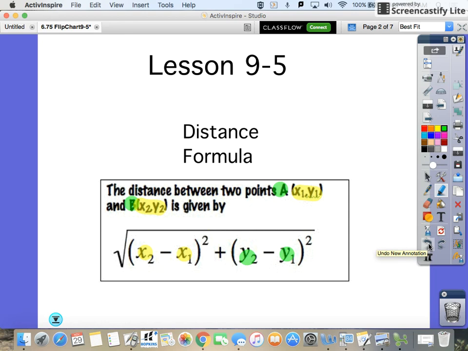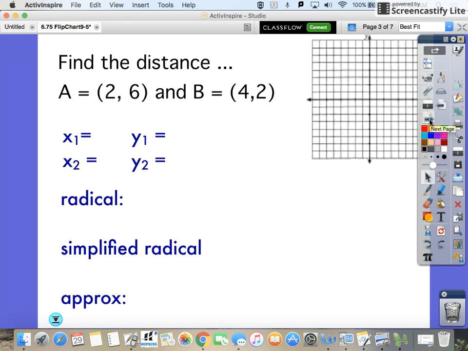So let's look at a couple of examples. They want us to find the distance between coordinate A and B. So the coordinate for A is 2, 6, and B is 4, 2. So if we put A on our coordinate grid, 2, 6 means over 2, up 6. 1, 2, 3, 4, 5, 6. And then B is 4, 2.